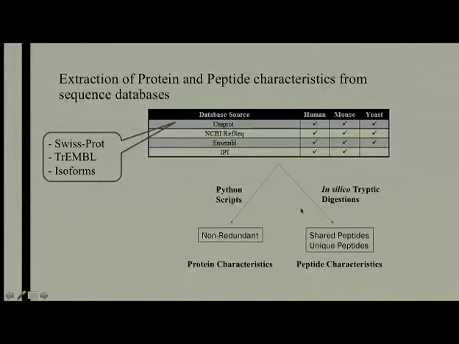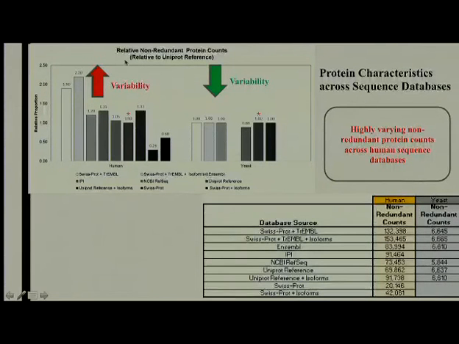And then we also performed in silico tryptic digestions and computed the peptide characteristics. So we looked at the shared and unique peptide counts in these protein sequence databases. Again, the goal here is to compare between different sequence databases and also contrast them between higher and lower eukaryotic proteins. So if you look at protein characteristics across sequence databases, what I have here is the relative non-redundant protein count between human sequence databases and the yeast sequence databases. And by the way, these are relative counts to the UniProt reference proteome, which is indicated by an asterisk for each species.